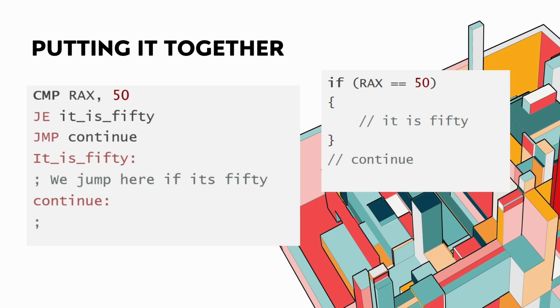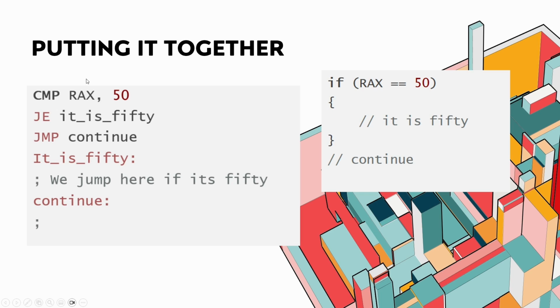So you can see we say compare the RAX register to 50, and if it's equal, then jump to the it_is_50 label, and then that will jump to the it_is_50 label. Else jump to continue, okay? Which skips over the it_is_50 label. So I hope that makes sense, guys, okay?